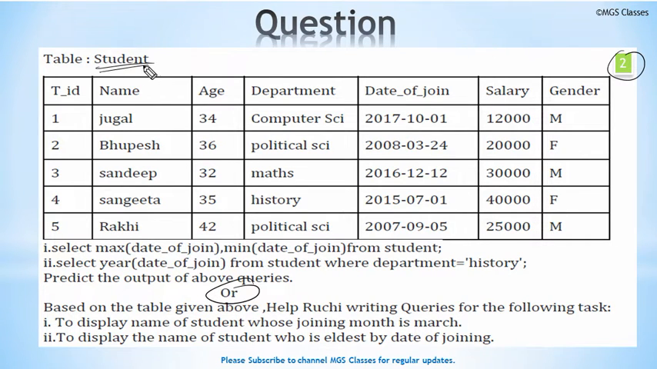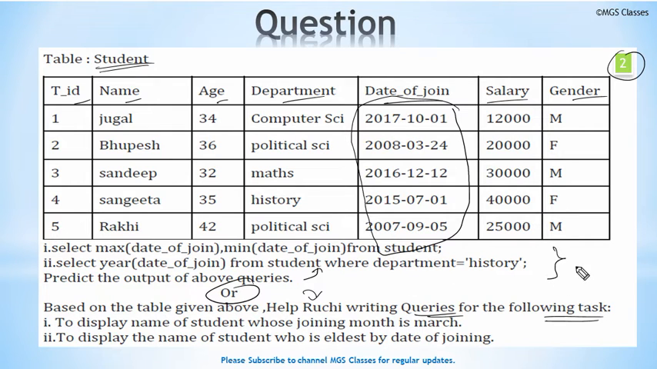So one student table is given. It has certain columns: TID, name, age, department, date of join, salary and gender. Certain data is given and the date of join column is of the type date. It is mentioned here. So first you need to predict the output of the above queries in the first question, and in the OR question it is asked that based on the above table, same table, you need to write down the SQL queries for the following task.